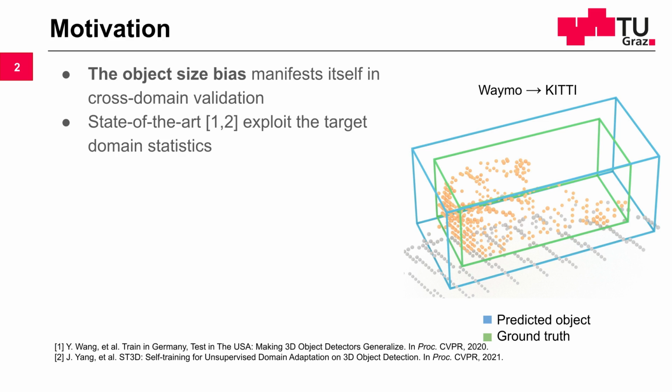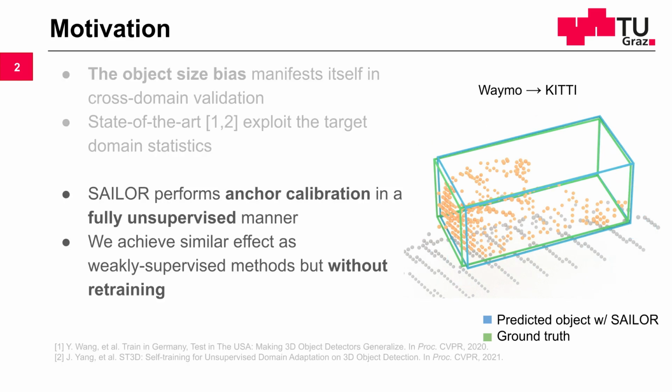State-of-the-art approaches exploit target domain object sizes. They scale ground truth objects from the source domain to match the size distribution of the target domain. Such weakly supervised approaches are then utilized in the unsupervised domain adaptation. Instead of matching the distribution in the sample space, Sailor directly adapts anchors to the target domain. We achieve a similar effect as weakly supervised methods, but in a fully unsupervised manner and without any retraining.